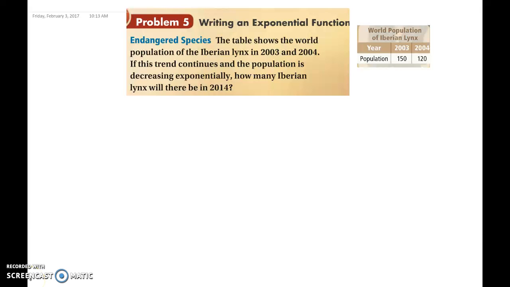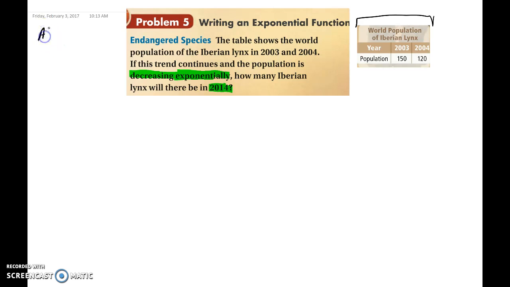All right, so for this problem, it says the table shows the world population of the Iberian lynx in 2003 and 2004. So we're going to use this table here. And it says if this trend continues and the population is decreasing exponentially, how many Iberian lynx will there be in 2014? So they tell us in the instructions that this is an exponential equation.